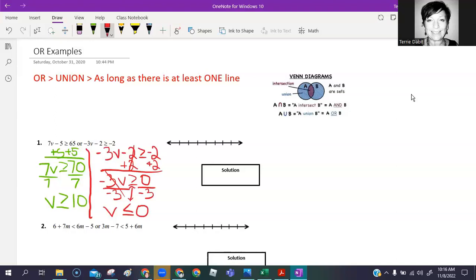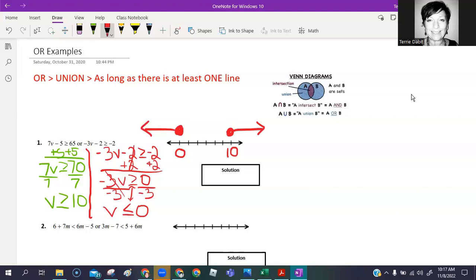So now I'm going to graph these. I know I have one number at 0, one number at 10. On the 10, I have a closed circle. v is greater than or equal to 10, so that's to the right. Then I have a closed circle at the 0, and it's telling me that v is to the left. Okay, union says as long as you see one line, you can count it in your union.